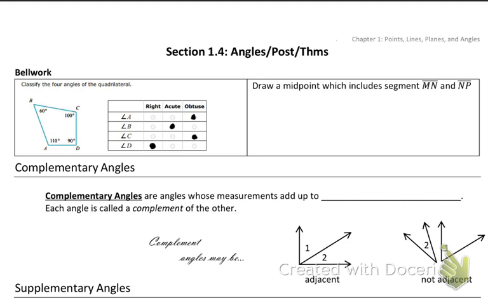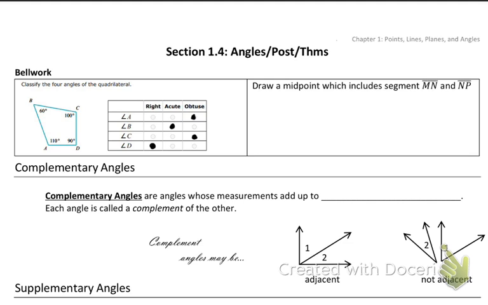All right, the next one is deceivingly hard. That's why I was putting it on a bell work, because a lot of times it shows up on the test and people freak out about it. It says draw a midpoint which includes segments MN and NP. So we need a midpoint that includes both of those segments.